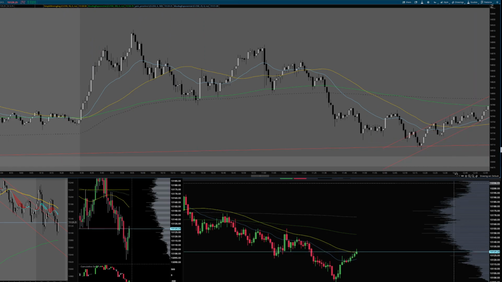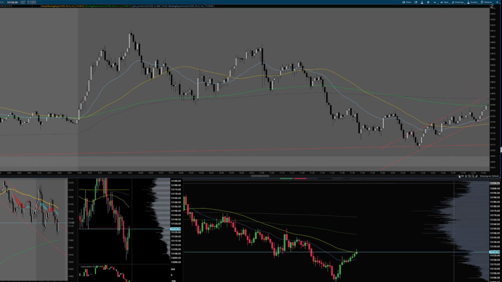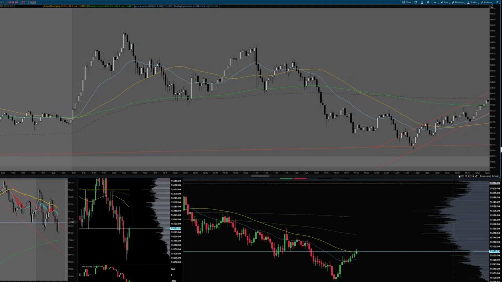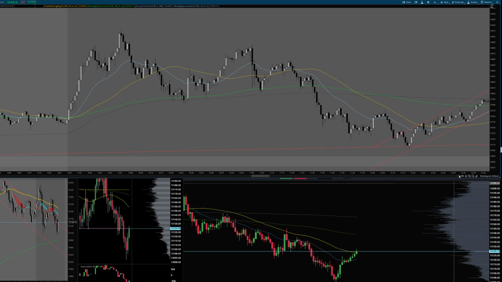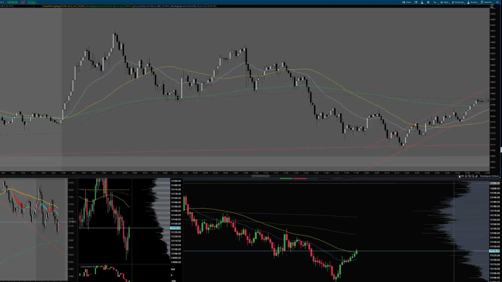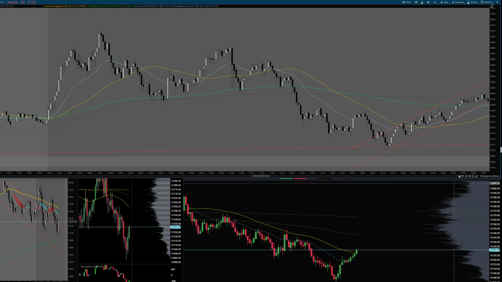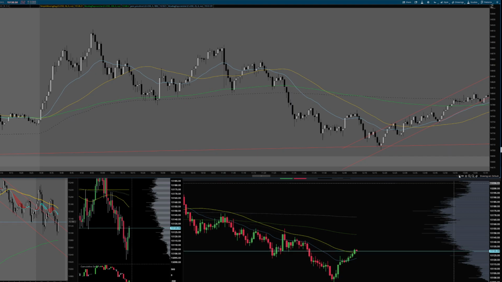Okay, it's breaking that 200 moving average, trying to add VWAP there. Okay, trying to retest that and bounce again.